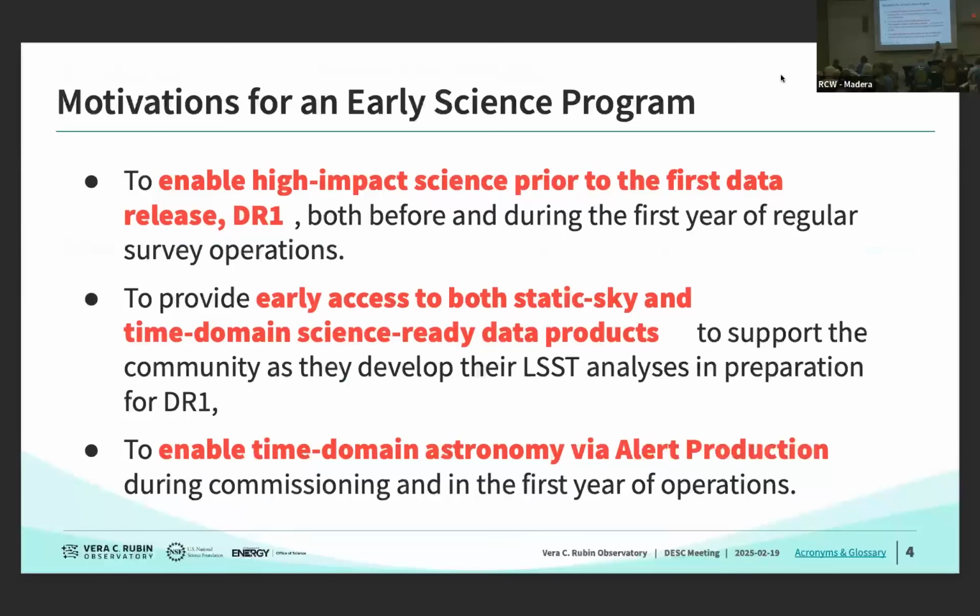Okay, so the motivations are basically threefold. It's to enable high-impact science prior to the first data release. Through SV, we're collecting a lot of data which we can do science with, so we want to make that available to the community. It's to provide early access to both static sky and time domain science-ready data products to support the community to prepare and develop their analyses, validate their pipelines in advance of data release 1, so that the community can be as ready as they possibly can be to do science with our first official LSST release. And it's also to enable early time domain astronomy via alert production during commissioning and the first year of operations.